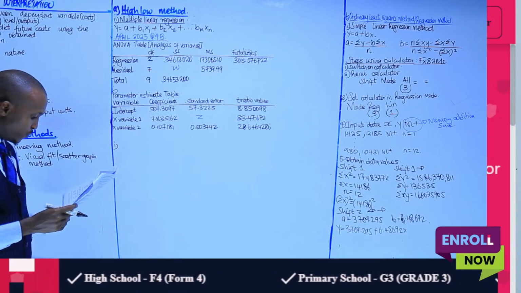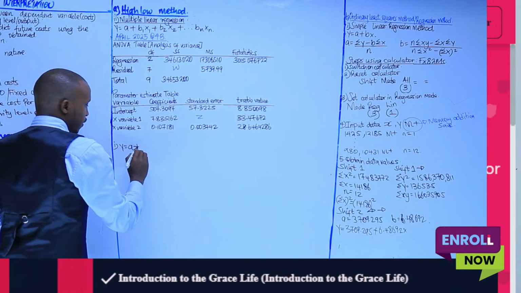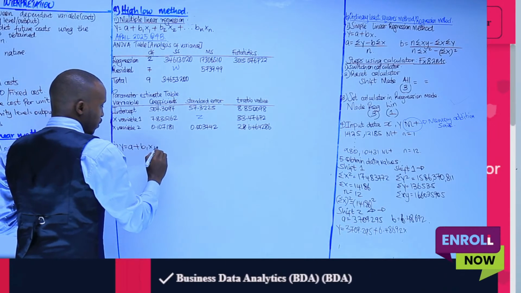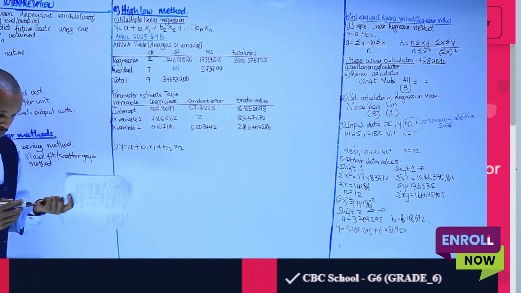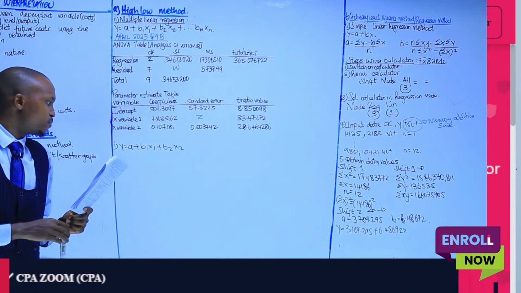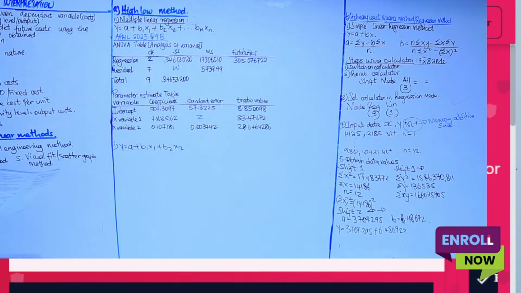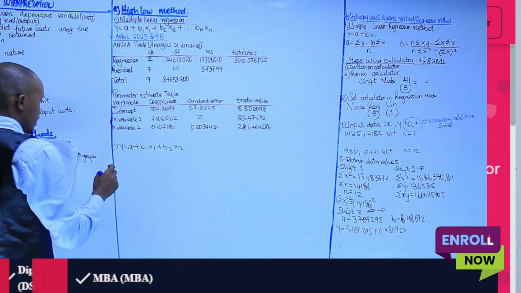Write down the multiple linear regression of the form Y equals intercept plus B1 X1 plus B2 X2. There ought to be authorization for bad debt write-offs by independent personnel. So these are some of the specific controls on sales.